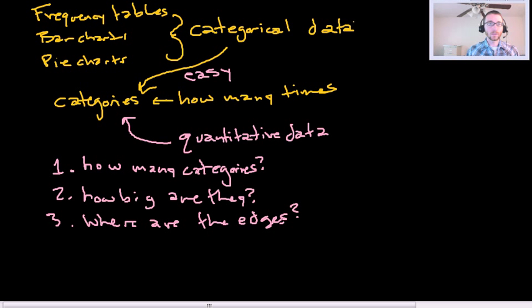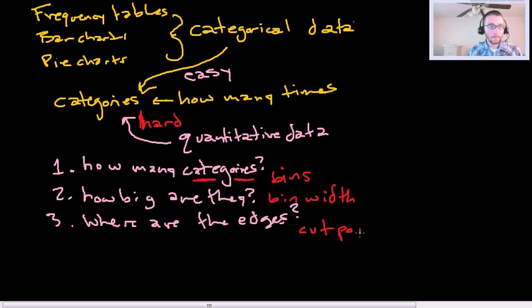Just to give you some vernacular, for quantitative data we usually call these categories bins. How big they are is the bin width. And the edges are called cut points. That's just some vocab, that's how we talk about it.